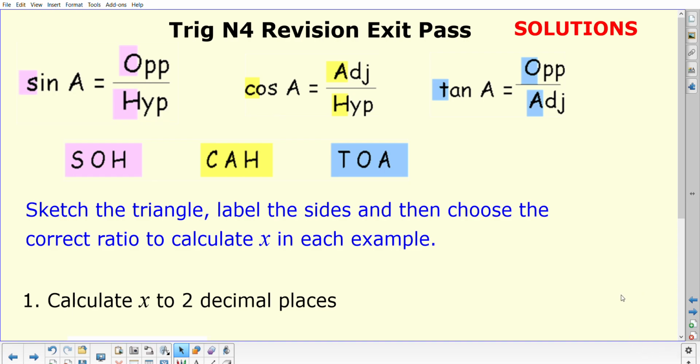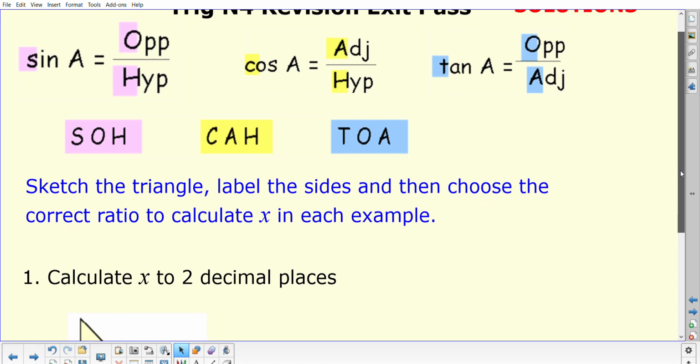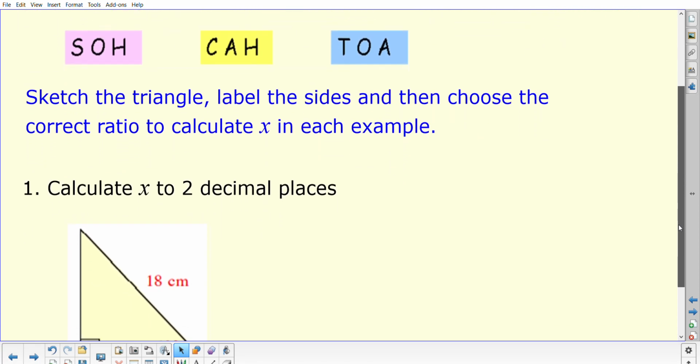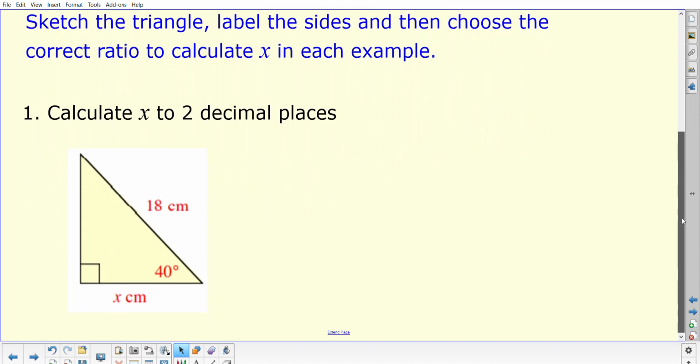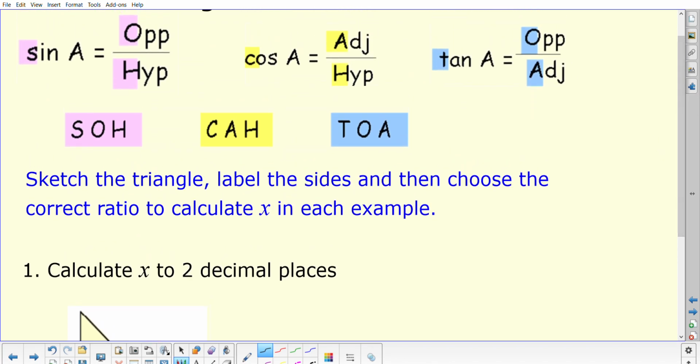So I'm going to go over the exit pass questions on the Trig revision of National 4 work. If you can look at your own solutions, give yourself some feedback, look at if you didn't get the correct answer, look at why you didn't get it correct, and maybe copy out what is the correct answer. So for each of these questions we should have been beginning with the triangles being drawn, and we're basically making use of this here, the SOHCAHTOA, to help us.